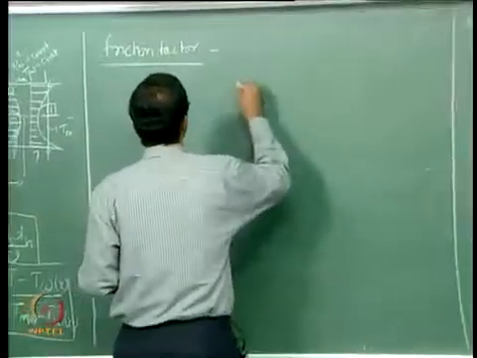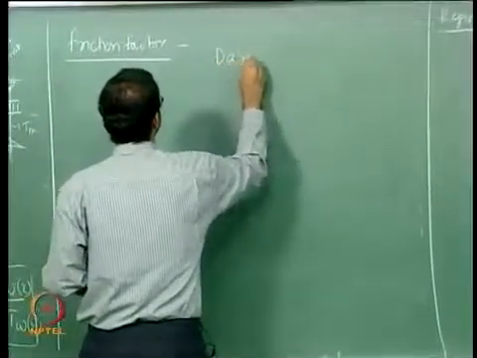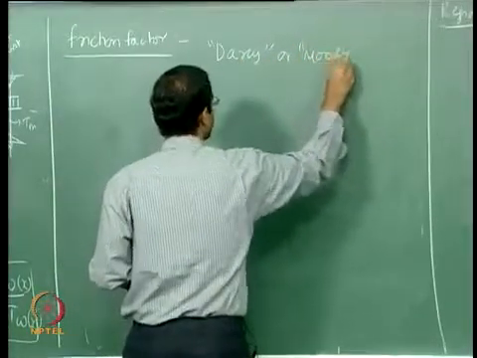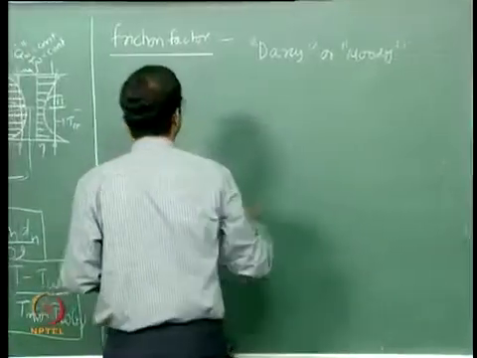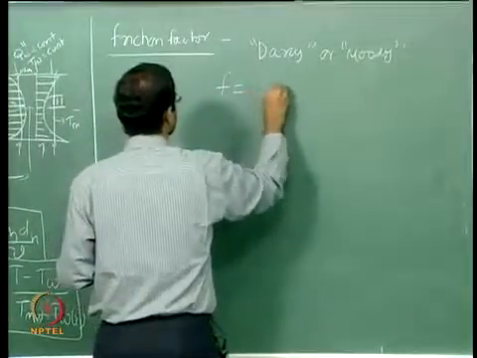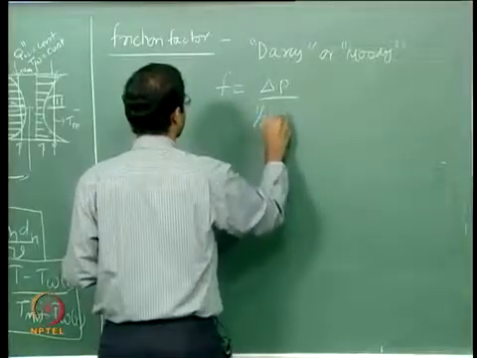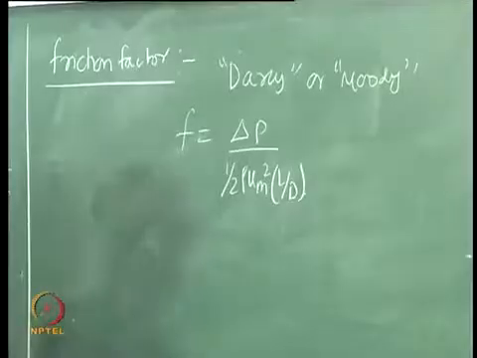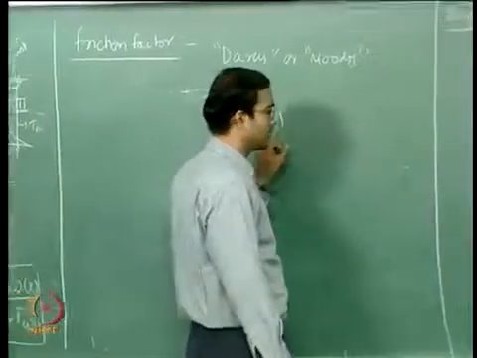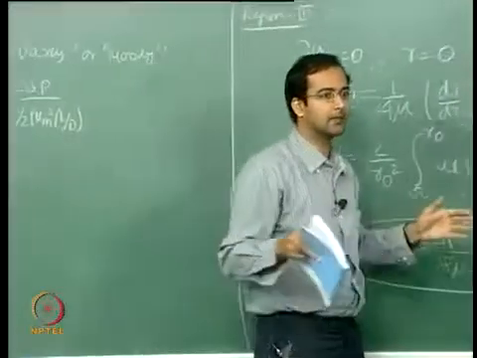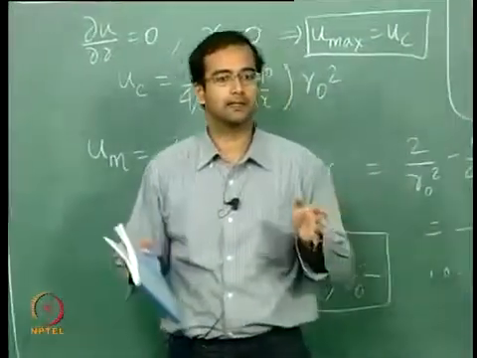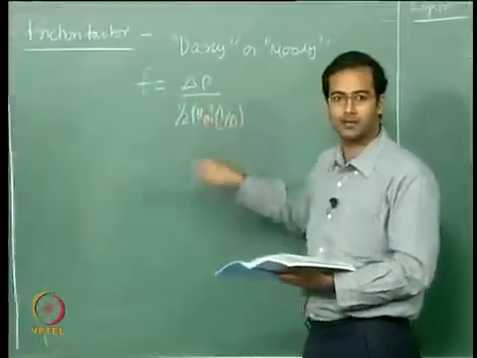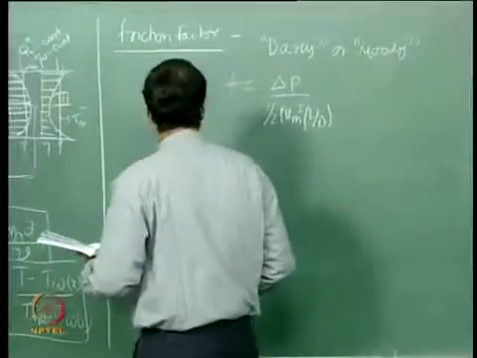One which is more popular is your Darcy or your Moody friction factor, so named after these two people who have defined it, and it is defined as f is equal to delta P by half rho um square into L by D, because here your L by D is also an important factor. As far as your pressure drop is concerned, because dP by dx is nothing but delta P by L, so that has to be included as it is. So this is how your Moody's friction factor is defined.